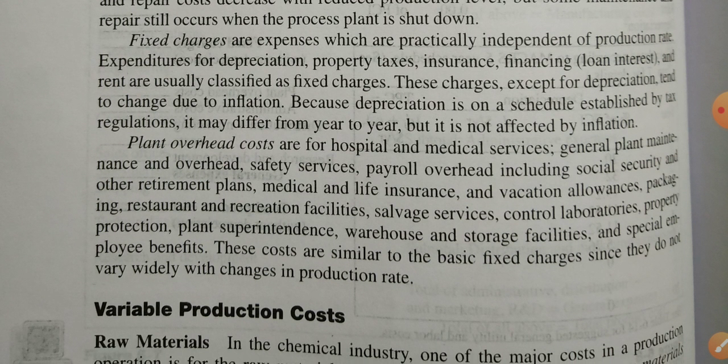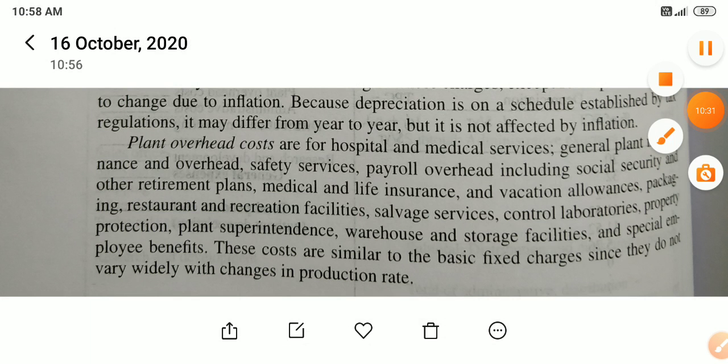The costs are the hospital and medical services, general plant maintenance, and overhead safety services, payroll overhead including social security and packaging, restaurant, recreational facilities, life insurance and vacation allowance. The packaging, productions, plant superintendence, warehouse and storage facilities ના બેઝિસ પર જોવાનું રહેશે.